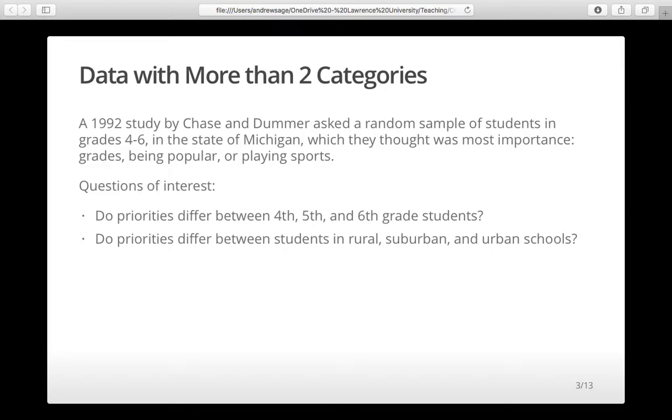We'll refer to an example from a 1992 study by Chase and Dummer, who asked a random sample of students in grades 4 through 6 in the state of Michigan which they thought was most important: grades, being popular, or playing sports. We'll look at whether we have evidence that priorities are different for 4th, 5th, and 6th grade students, and also whether priorities differ depending on whether the students were in rural, suburban, or urban school districts.